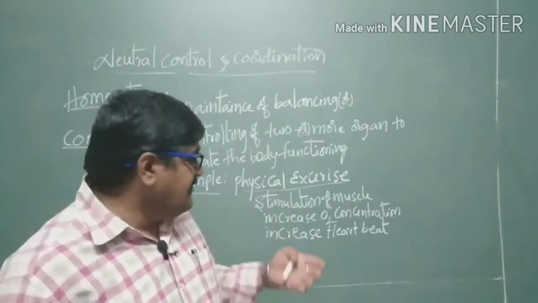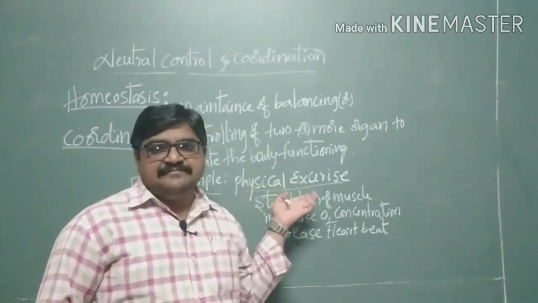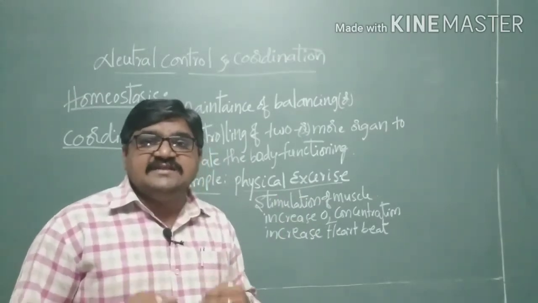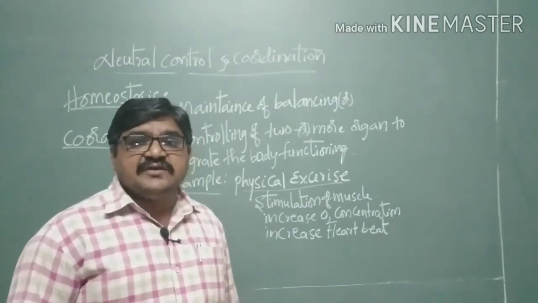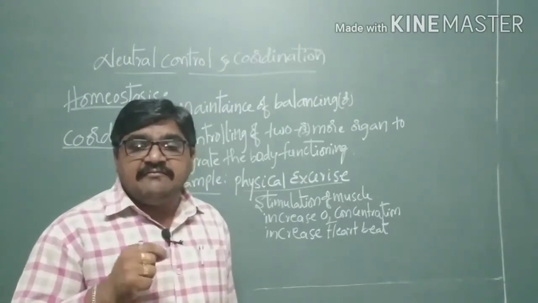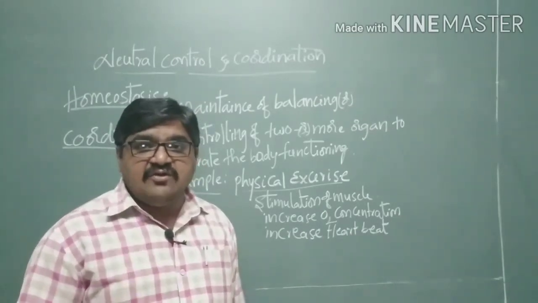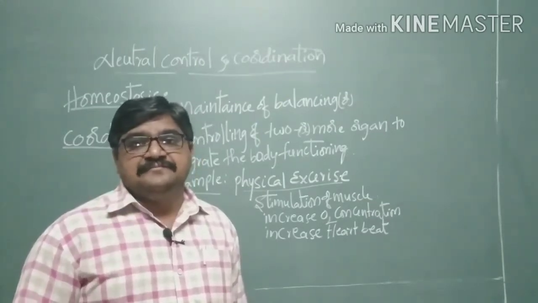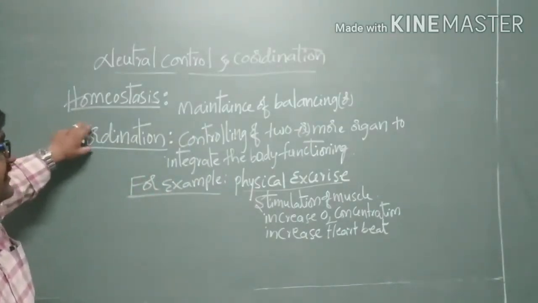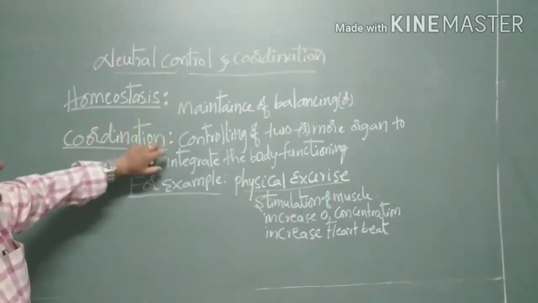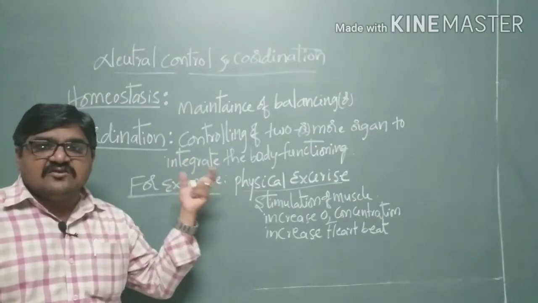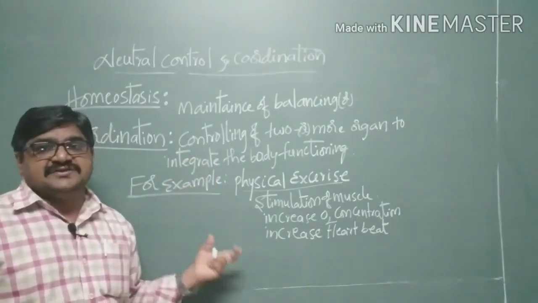What happens when you stop the physical exercises? All those organs return to their normal positions. So this condition, the controlling and coordination of the body's functioning, takes place due to the presence of the neural system. That is what we call coordination: the controlling of two or more organs to integrate the functioning of the body's activities. Such a condition is called coordination.